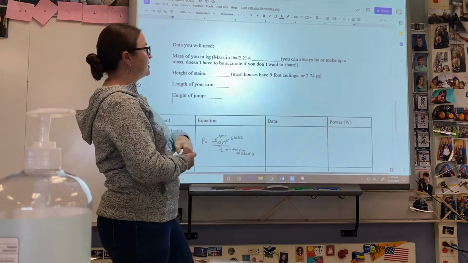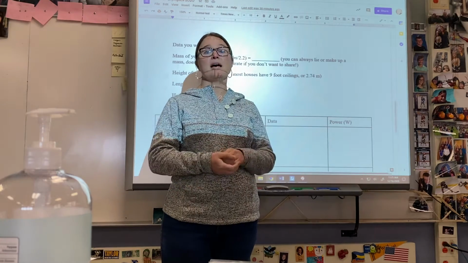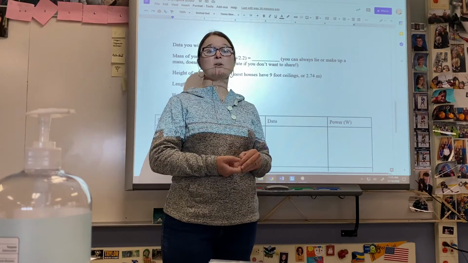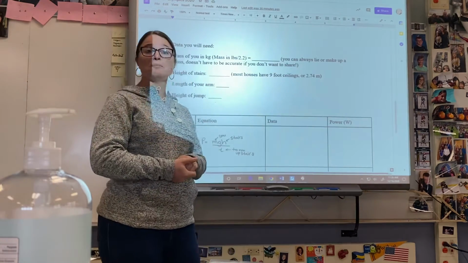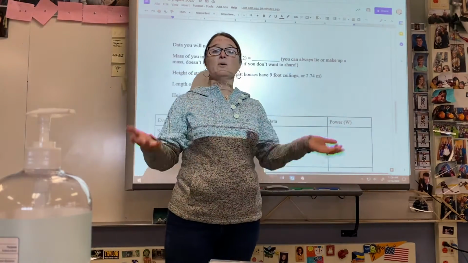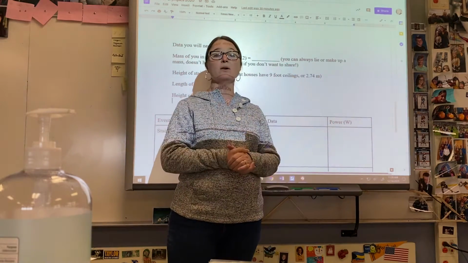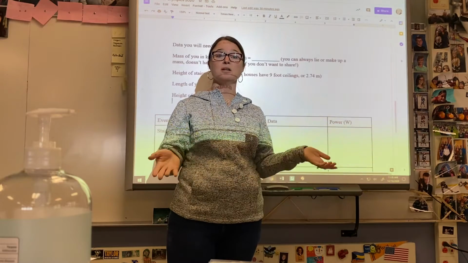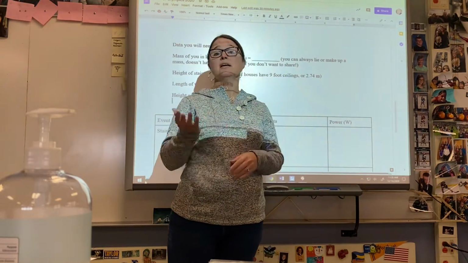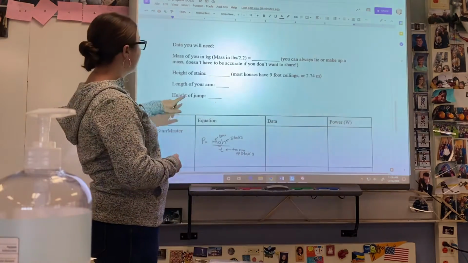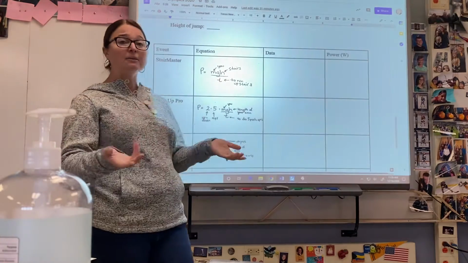The next thing you're going to need is the height of your stairs. Most houses have a 9-foot ceiling, so most houses have a staircase that is 2.74 meters. Again, the whole point is to do physics, so if this is not exactly correct, that's fine. Or you can use a tape measure. Hopefully your family owns a tape measure, and you can convert from inches to meters. You'll also need the length of your arm and the height of your jump. Okay, so what I would do is this.